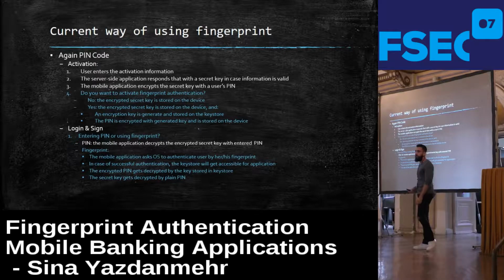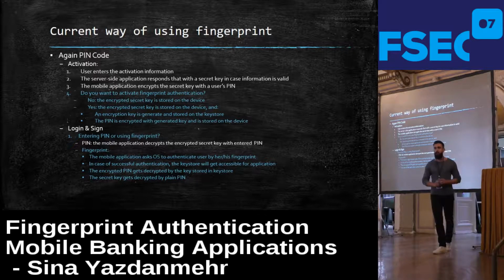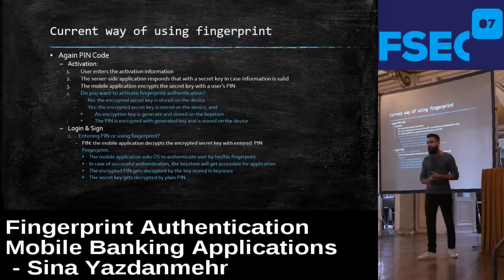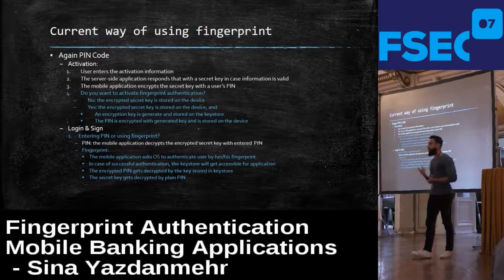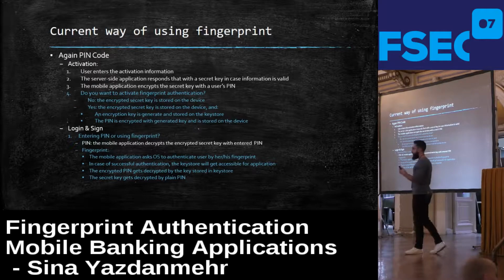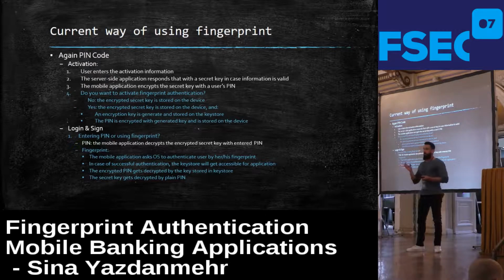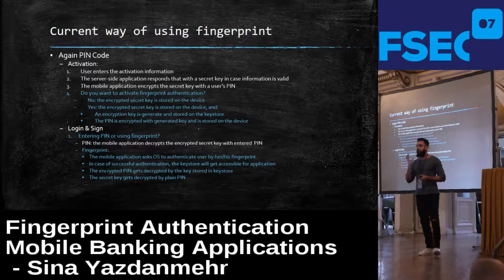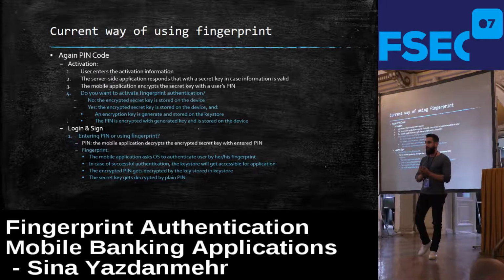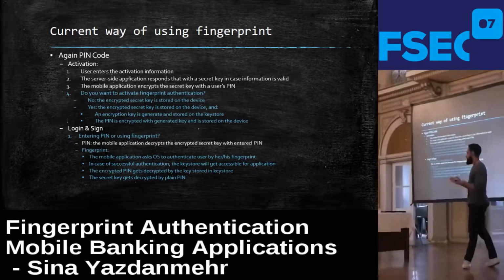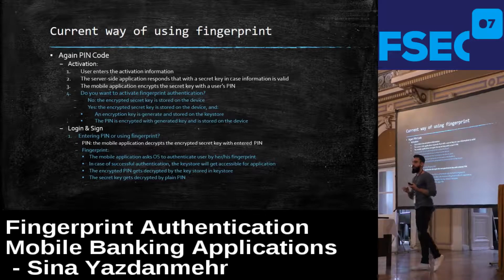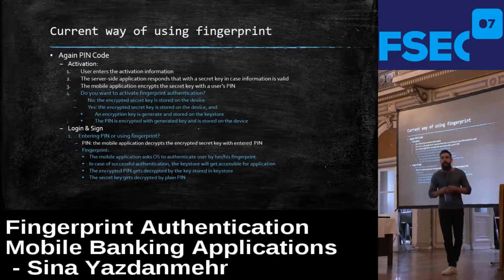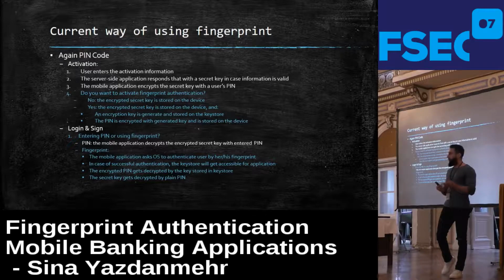But if the user wishes to use fingerprint authentication, the application first uses the fingerprint API in order to authenticate the user by their fingerprint. In case of successful authentication, the operating system gives permission to that application to use the key store. Now the application can retrieve the encryption key from the key store and use that to decrypt the encrypted PIN code on the device.